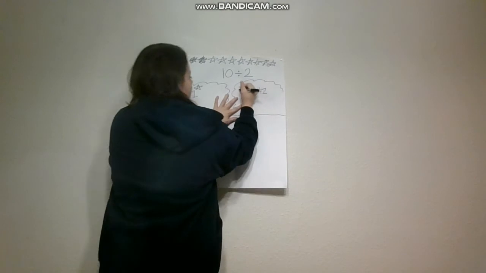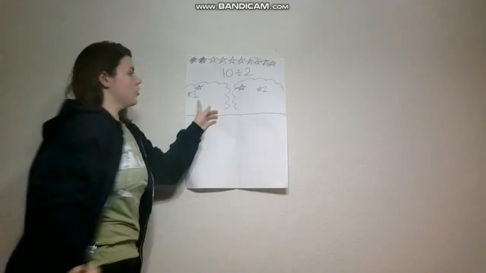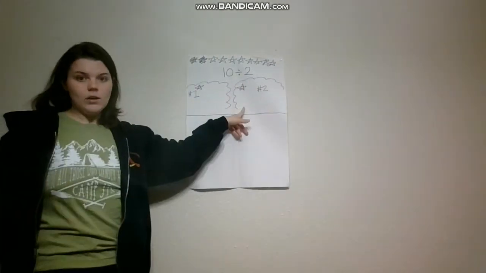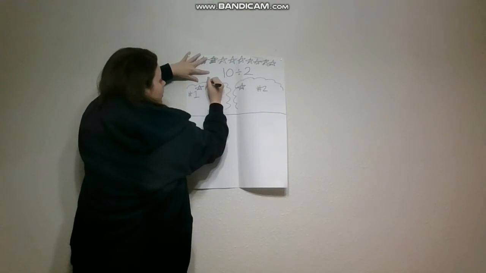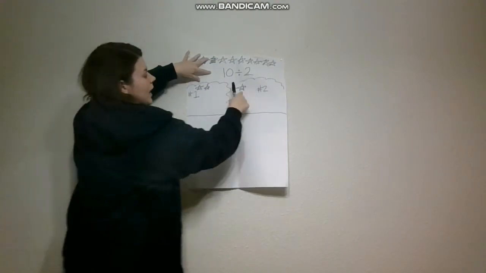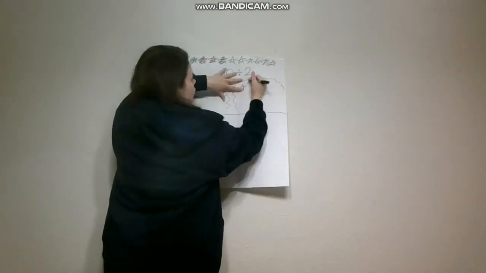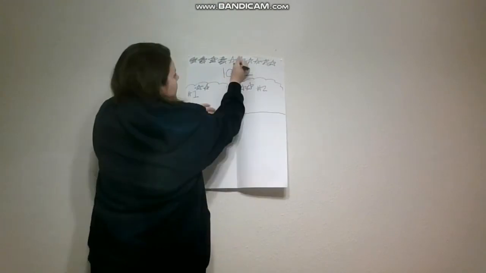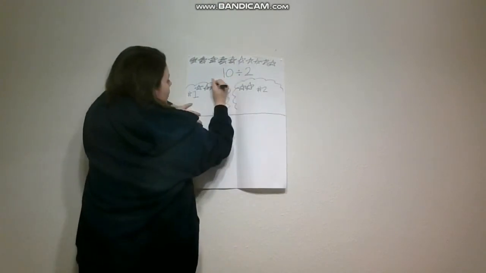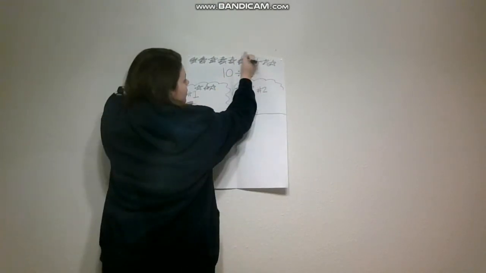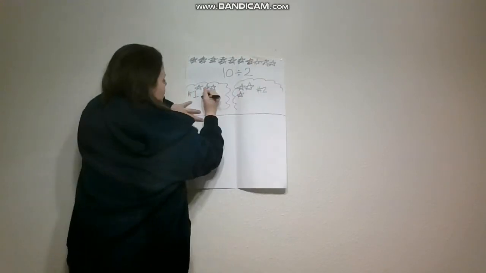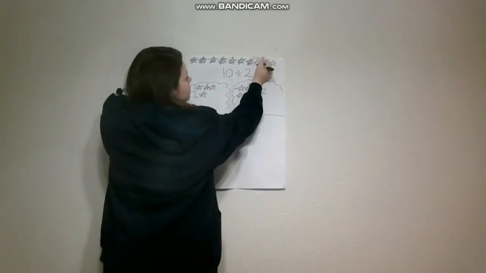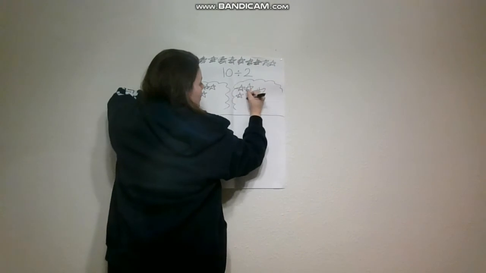So let's get rid of that there. They're even right now. They both have 1 star. And I'm just going to keep doing that. Every time I add a star to group 1, I have to add a star to group 2. So there we go now. Group 1 has 3 stars. Group 2 has 3 stars. Group 1 has 4 stars. Group 2 has 4 stars.